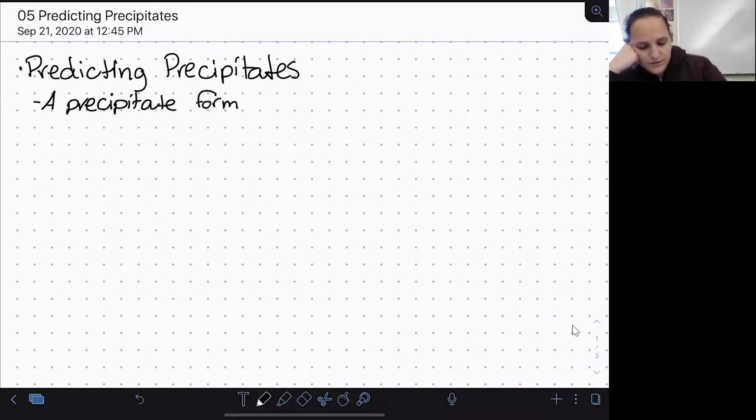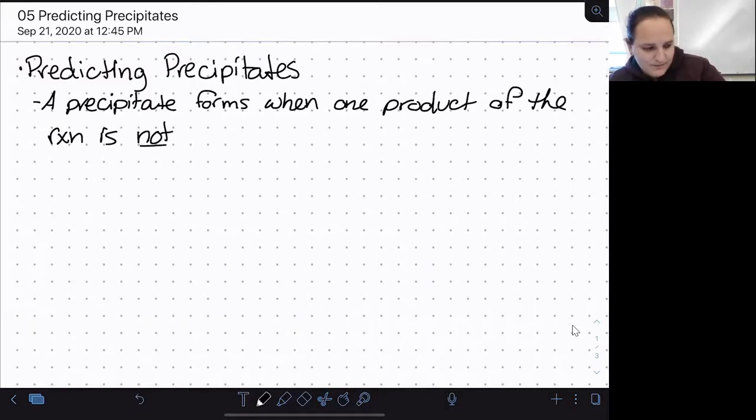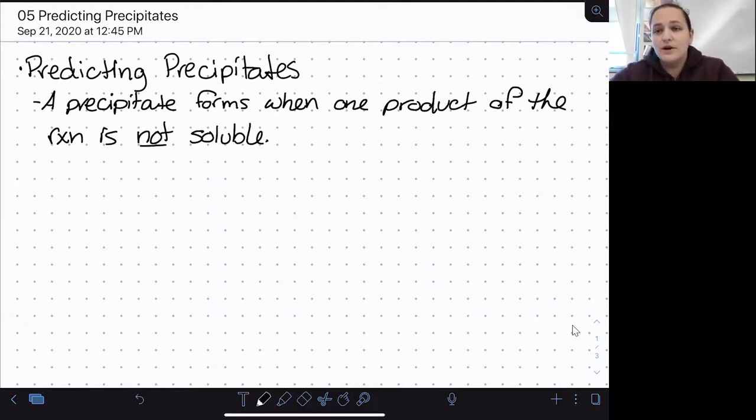That's really the most important thing to keep in mind here: when we talk about formation of a precipitate, we're really talking about a change in solubility. If all of your reactants are soluble, but one of your products isn't, then it has to turn into a solid. So a precipitate forms when one product of the reaction is not soluble in whatever solvent you're working in. For us, that will be water, but the same rule applies in other solvents as well.